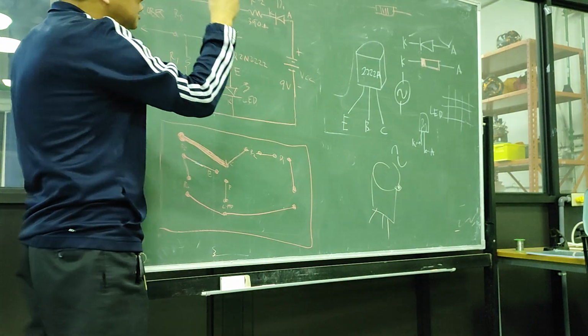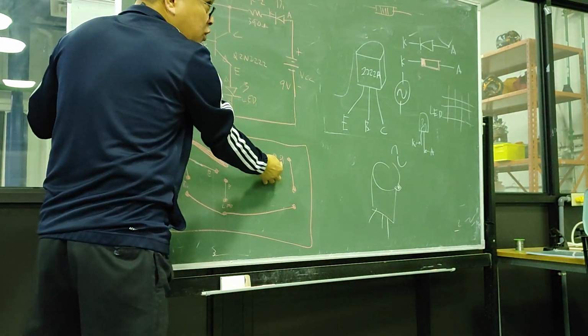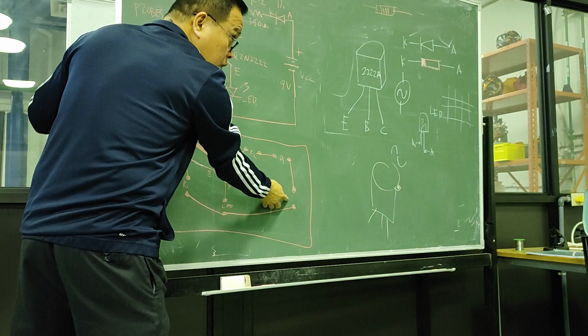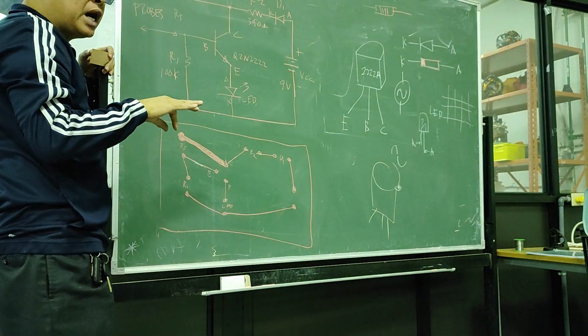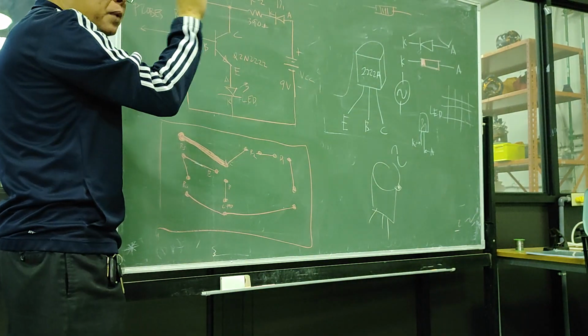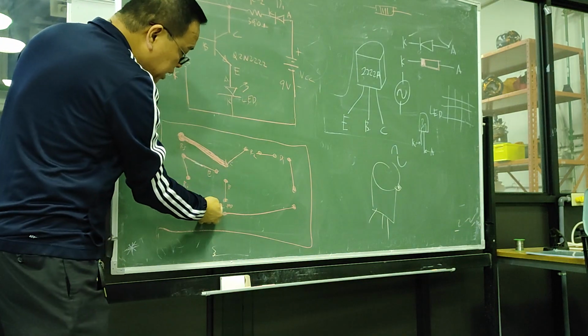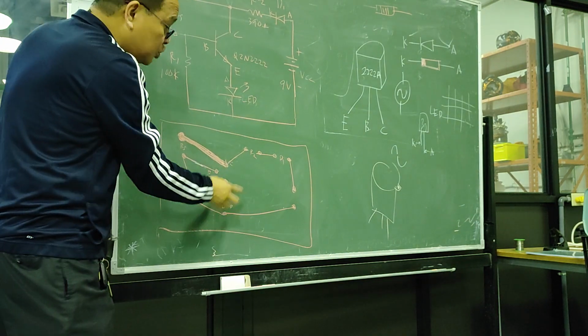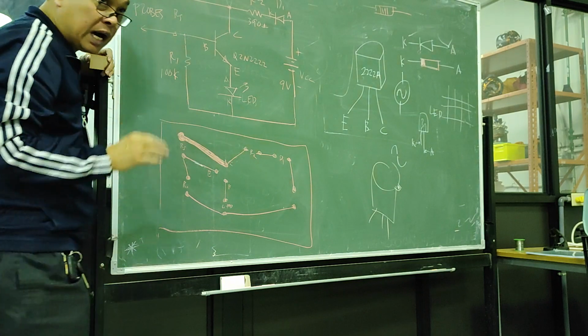Then after that, same location here, R2, 2 pads. Diodes, 2 pads also. The source, which is positive and negative, so we need 2 pads also. And the LED here, 2 pads.